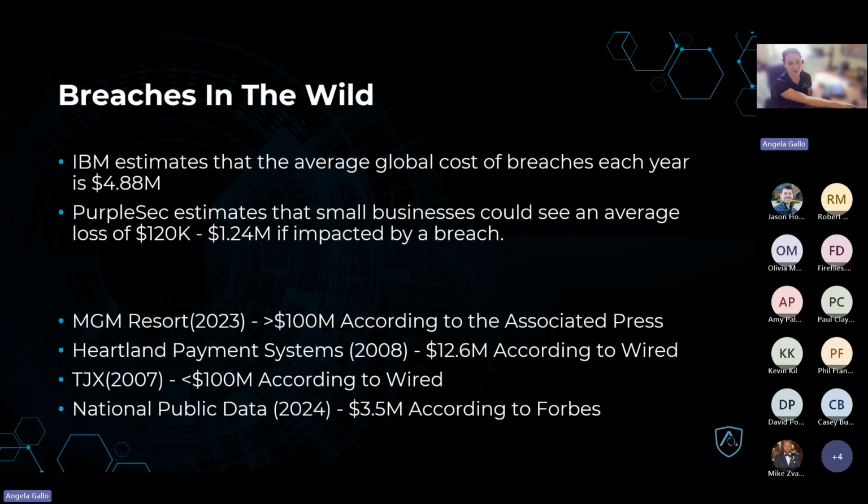Heartland Payment Systems, this is back when cybersecurity was just first becoming a thought for a lot of organizations. They lost $12.6 million, according to Wired. TJ Maxx lost $100 million when their payment systems were breached and credit card data was leaked for millions of Americans. And the biggest one, National Public Data, in my opinion, they only lost $3.5 million, according to Forbes.